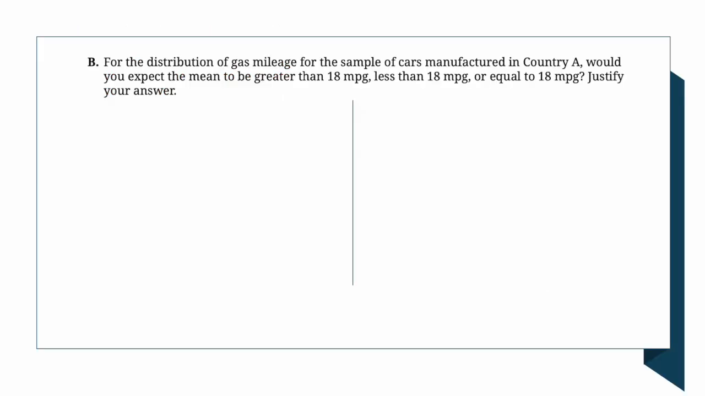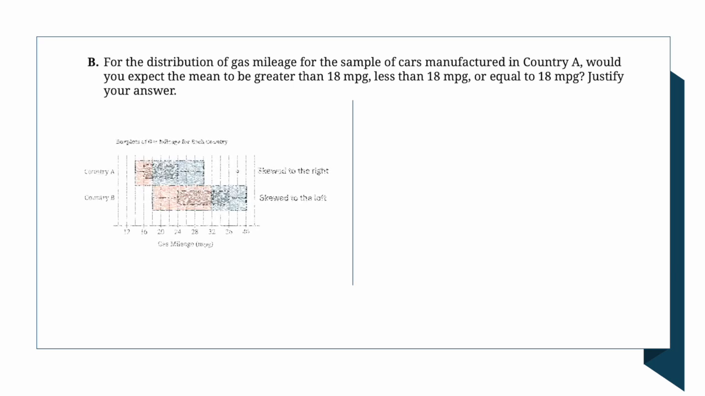Now let's move on to part B. For the distribution of gas mileage for the sample of cars manufactured in country A, would you expect the mean to be greater than 18 or less than 18 or equal to 18 miles per gallon? Justify your answer. Now let's look at the distribution once again.